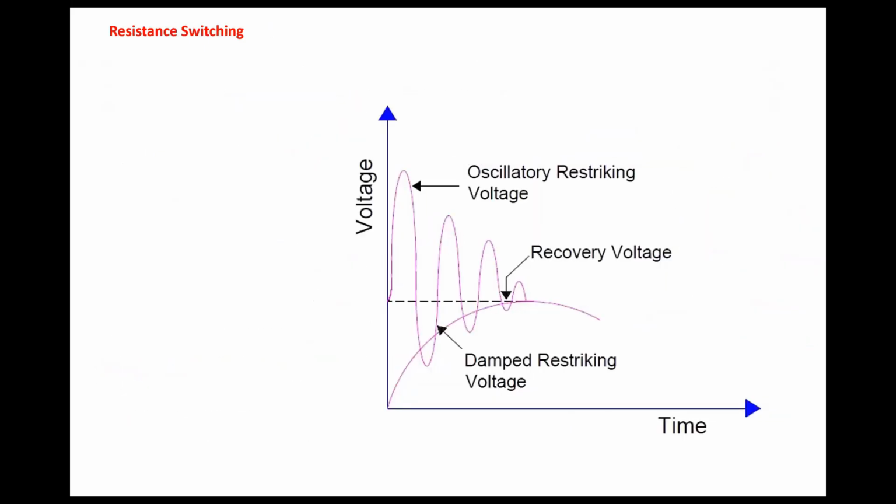Normally the restriking voltage waveform before current chopping is like this. After current chopping, the waveform would be like this. You can see so much dampening of restriking voltage is shown in green, whereas the oscillatory restriking voltage without resistance switching is shown in this red portion. So this is about the circuit breakers.